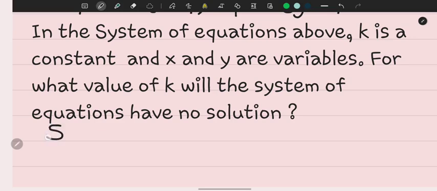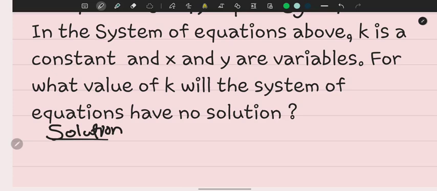So this is what to do here. Solution. Now the first question I'm going to ask you is: when does a system of equations have no solution? That's the first question you need to answer before you can proceed to find the value of k here. So if you don't know that, then you can write it now.